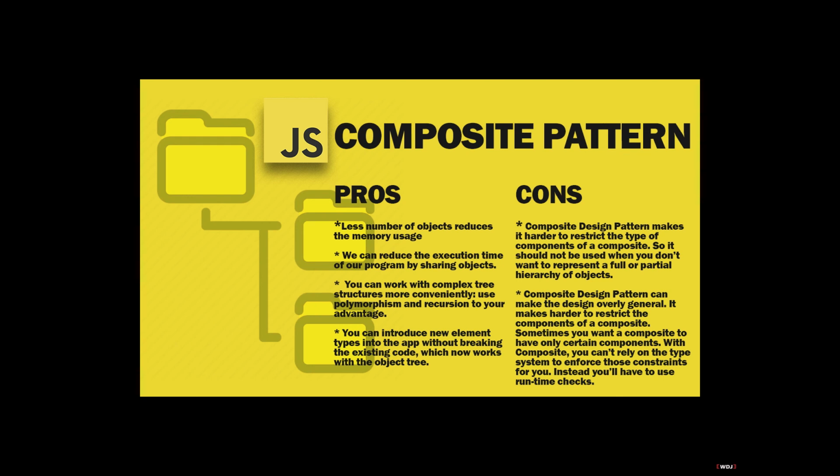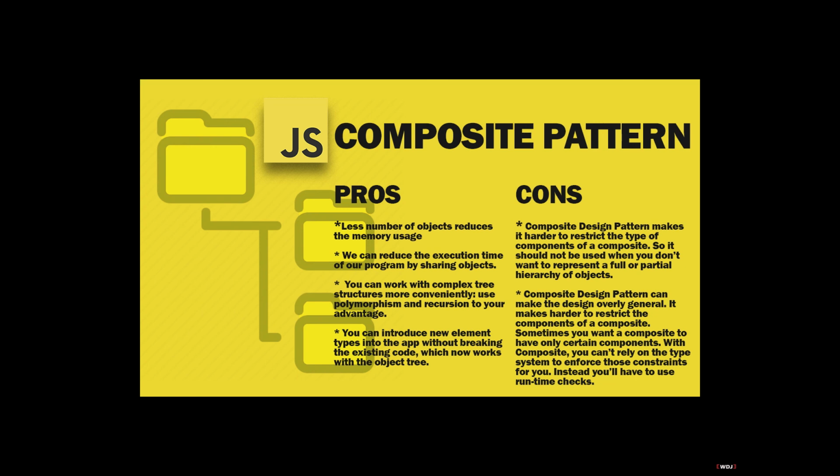So anyways, moving on. You can work with complex tree structures more conveniently. Use polymorphism and recursion to your advantage. I haven't used that word in a very long time. Polymorphism. Anyways, you can introduce new element types into the app without breaking the existing code, which now works with the object tree, which is a good thing.